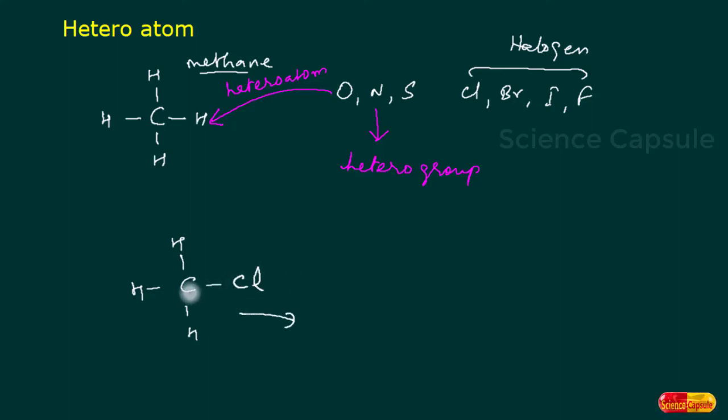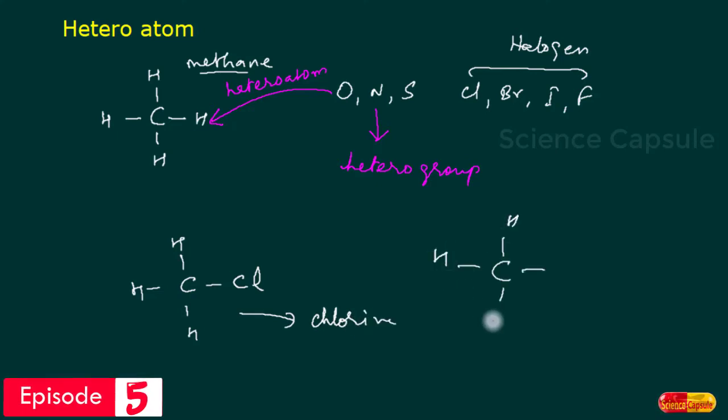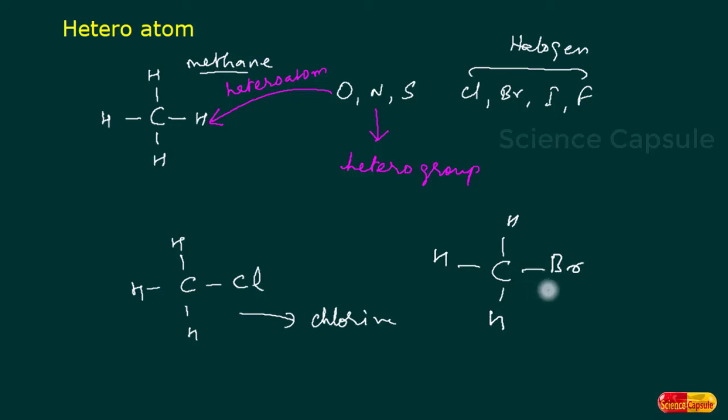Here this compound won't show the chemical property of a hydrocarbon, rather it shows the chemical property of chlorine. If in the same compound, in place of hydrogen, bromine replaces hydrogen, the chemical property of this compound will be the property of bromine, not the property of a hydrocarbon. So whether it is a heteroatom or a heterogroup, when it enters into a hydrocarbon, it entirely changes the chemical property and establishes the behavior of the heteroatom itself.